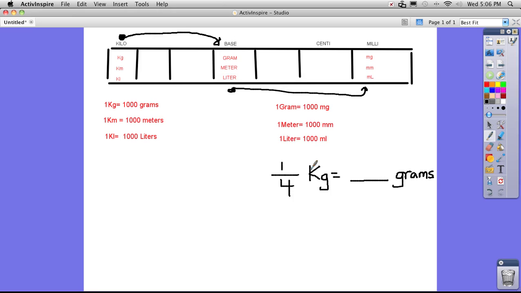We're right there. So each group has 250 milligrams. I'm sorry, 250 grams in it. So 1/4 of a kilogram, one group of that 4 would have 250 in it. Oh, geez, that is an ugly 2. 250. 1/4 of a kilogram is 250 grams, okay? Let's try another example.